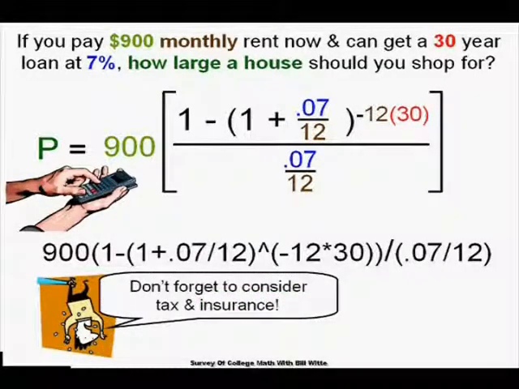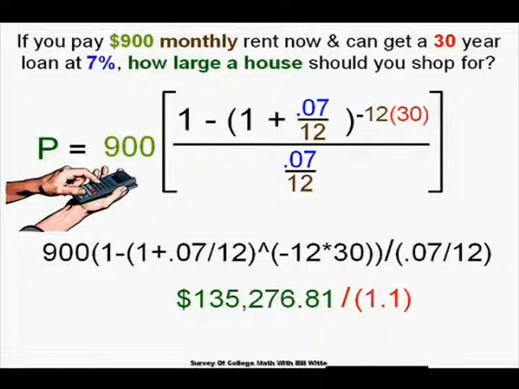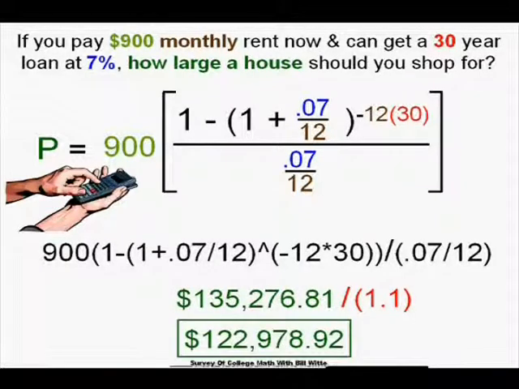Now, don't forget to consider tax and insurance. Okay, and that's typically about 11% or so, or 10%. So what I tell people to do is to take that number and divide by 1.1. That takes out the 10%. It gives you a realistic figure, okay?